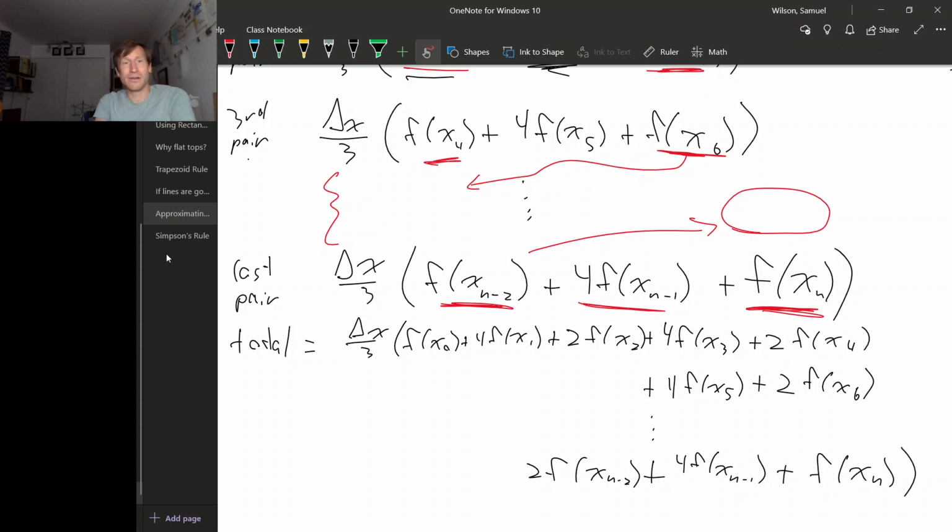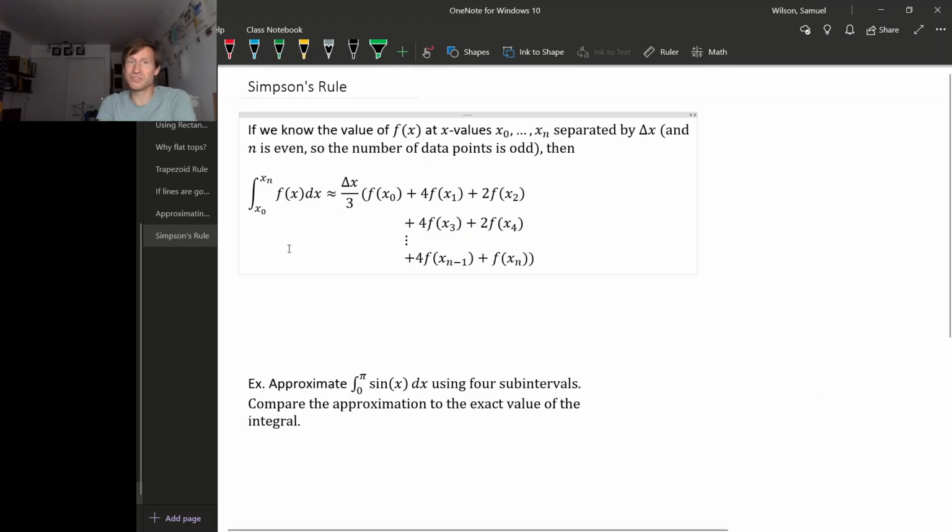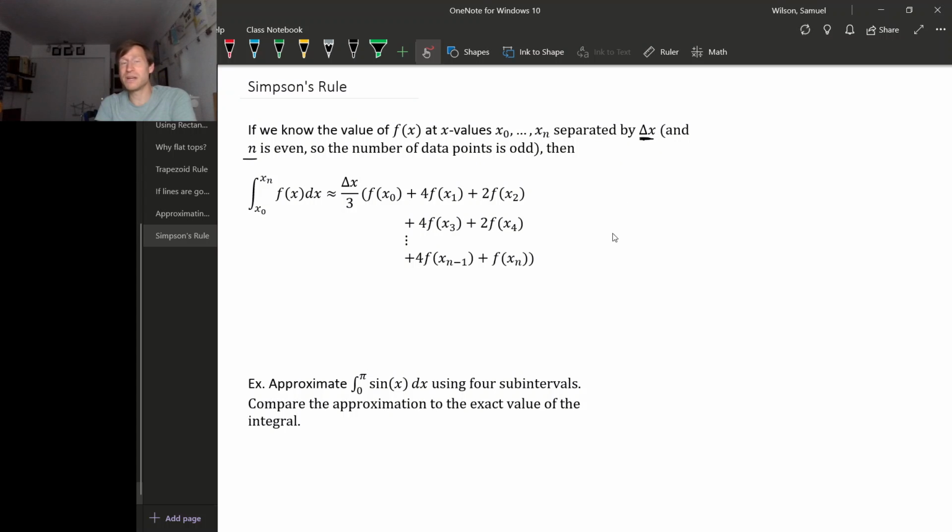So we get this pattern, which is called Simpson's Rule. When you have an even number of intervals, so n is even, and so you have an odd number of data points, and all of your data points are separated by delta x, then you can approximate the integral by delta x over 3, and then it's all of your data values, but the pattern for the coefficients is 1, and then 4, 2, 4, 2, 4, 2, 4, 2, 4, and then the very last one is 1 again. So again, the pattern is 1, 4, 2, 4, 2, 4, 2, 4, 2, 4, 1.